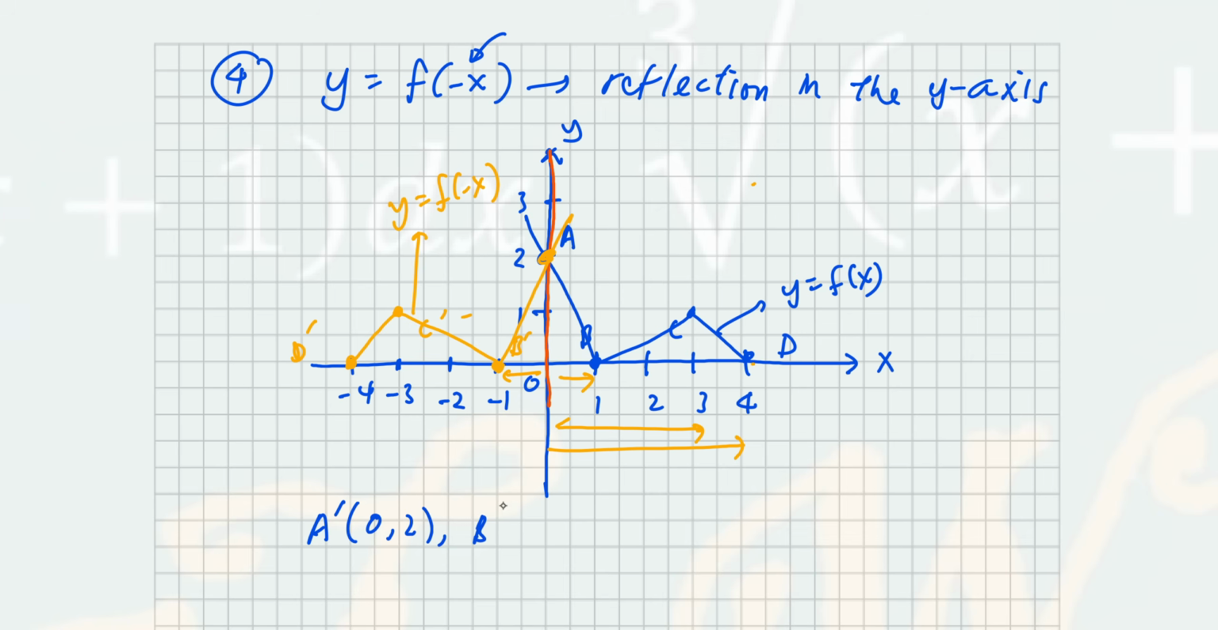And then for the point B, instead of (1, 0), now becomes (-1, 0). Then the C (3, 1) becomes (-3, 1). And then for the D prime, it will be (-4, 0). So you just times minus to the x. Okay, done for number 4.